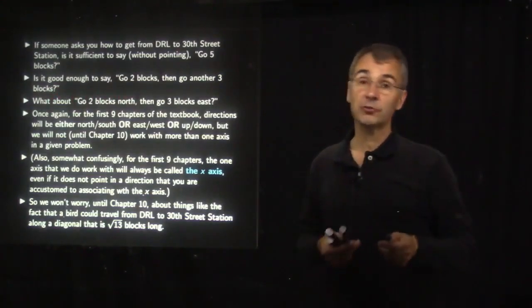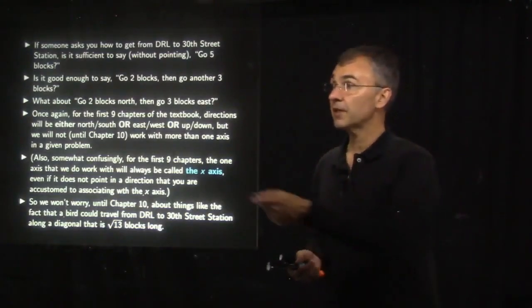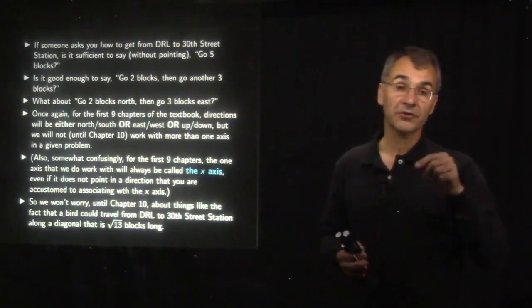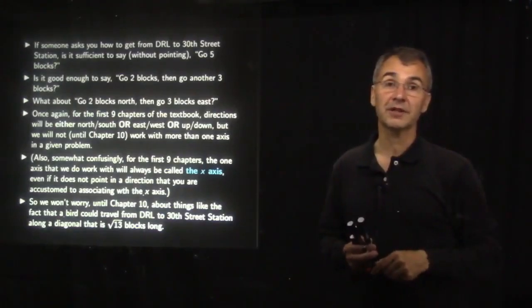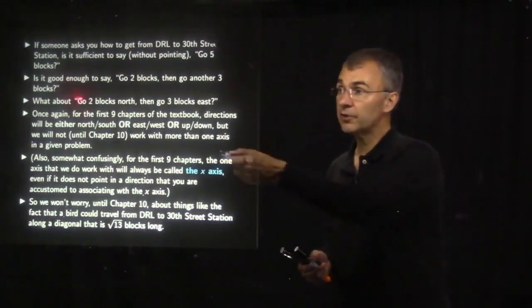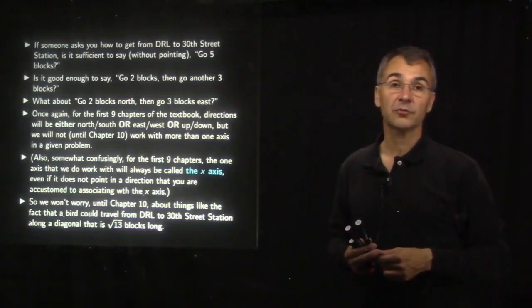What if somebody says go 2 blocks and then go another 3 blocks? Again, I don't think that's good enough because you don't know which direction. What about go 2 blocks north, then go 3 blocks east? I think that works because 2 blocks north from DRL would get you to 33rd and Market, and then 3 blocks east would get you to 30th and Market, which is where 30th Street Station is. So 2 blocks north, then 3 blocks east. So it seems like we need both magnitude and direction to get the correct displacement.